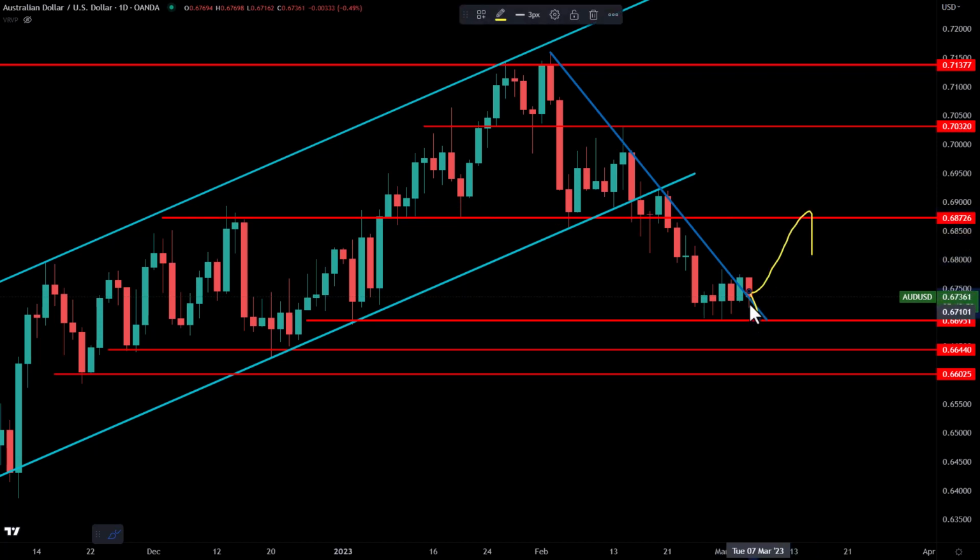Alternatively, if we start to break down, especially back below this trend line on the 4-hour, then we're probably looking at a move down here toward one of these lower supports. But I really don't think there's a short there just because the risk to reward is not worth it.